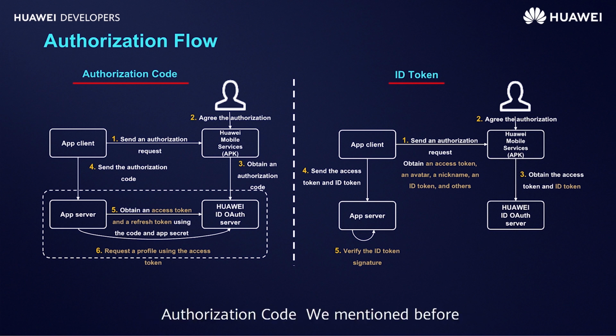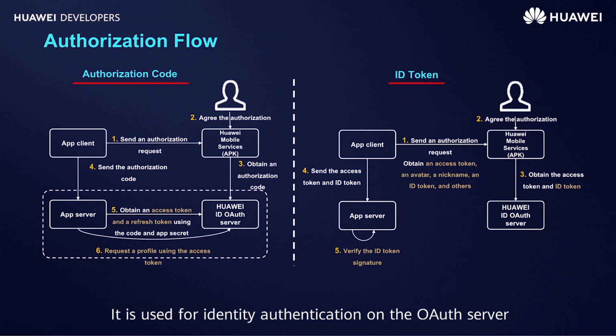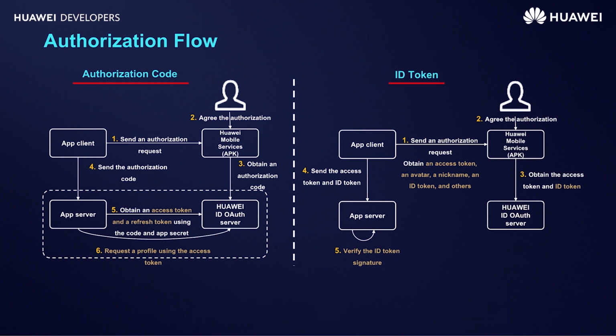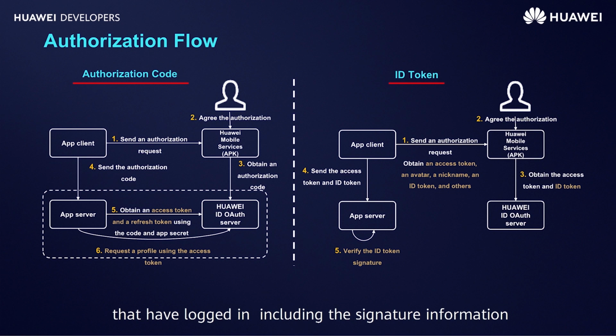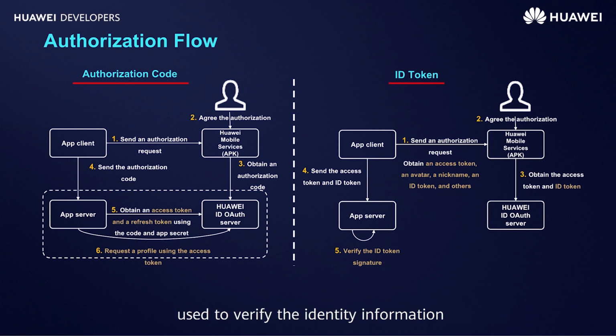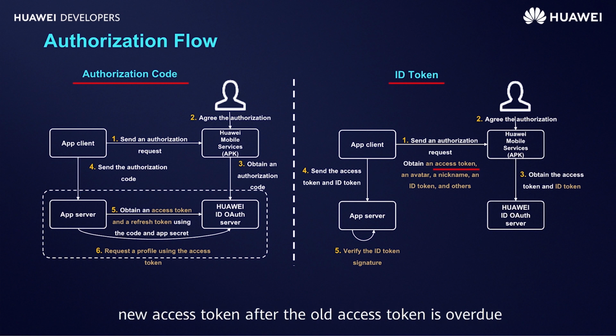Authorization code. We mentioned before that it is a one-time authorization code. It is used for identity authentication on the OAuth server. ID token. We mentioned before that it is identity information of users that have logged in, including the signature information used to verify the identity information. Access token. It is the token for access to user resources, equal to a key. Refresh token. It is the token for obtaining the new access token after the old access token is overdue.